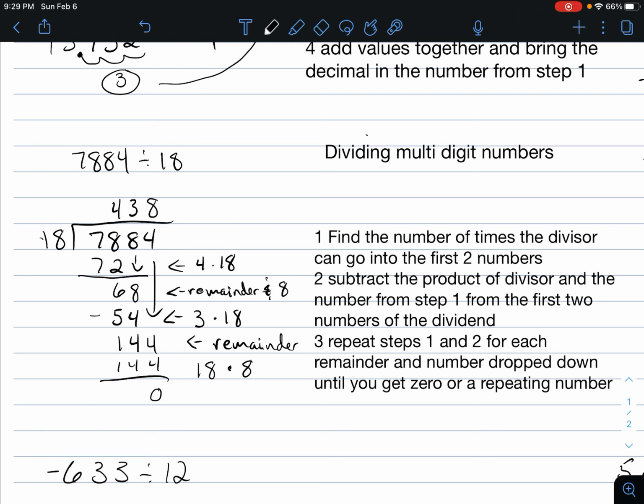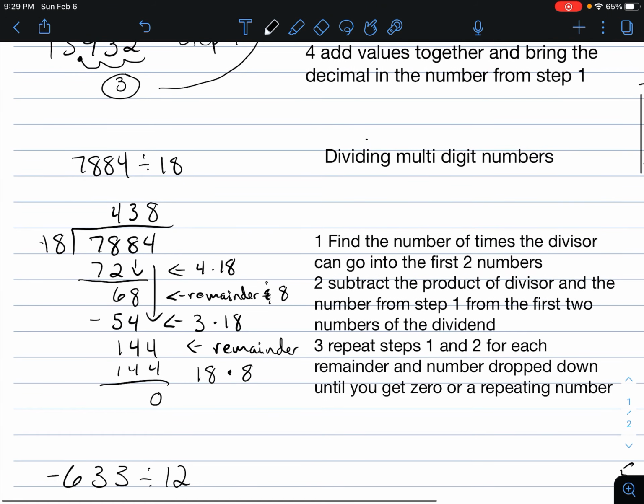That leaves us with a remainder of 14. We still have one number to bring down, so we bring down that 4. Now it's how many times can 18 go into 144? We note that is 8 times, so the 8 is up top. We multiply 8 by 18, and that gives us 144. Now we subtract, and 144 minus 144 is 0. We've brought everything down. There is no remainder, so we just end at 0. And those are the steps.